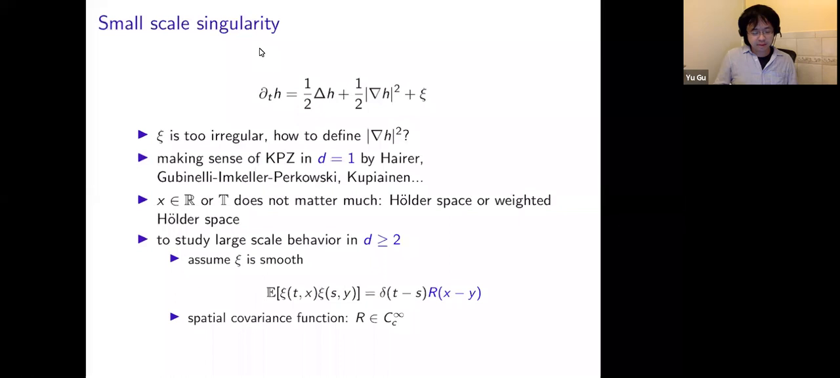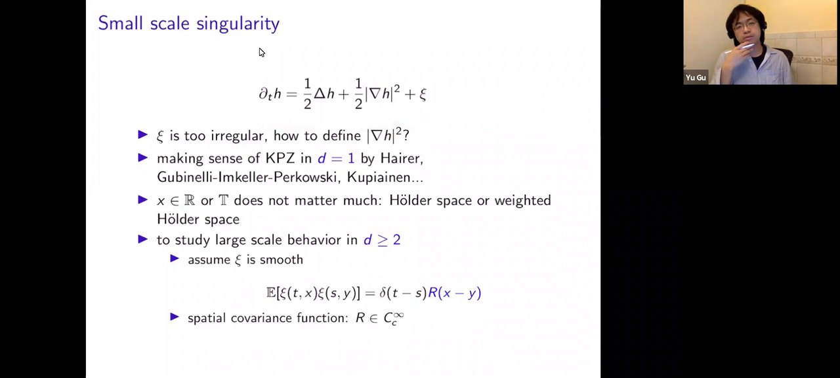In d equal to one, you have a well-developed solution theory for this equation. If you want to study the large-scale behavior, you can just look at the solution to this equation, send t to infinity, and ask yourself what happens. In d greater than or equal to 2, you're not expected to make sense of this equation in this form.